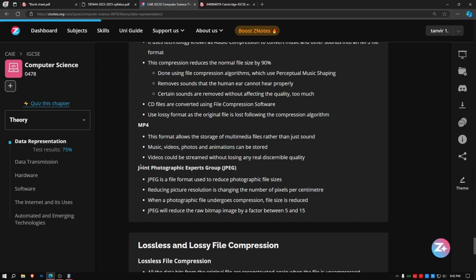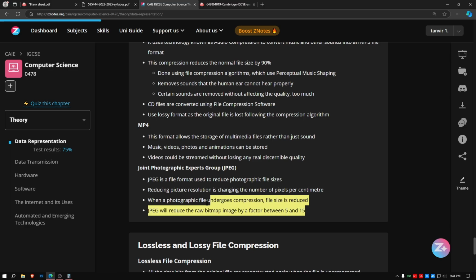And next we have JPEG. So JPEG is a file format used to reduce the size of photographs. Reducing picture resolution is changing the number of pixels per centimeter. So, okay, cool, but this does not really relate to JPEG. I don't know why they put it in here. When the photo undergoes file compression, the file size is reduced. I mean, sure. JPEG will reduce the raw bitmap image by a factor of between 5 and 15. Again, this is not really important.